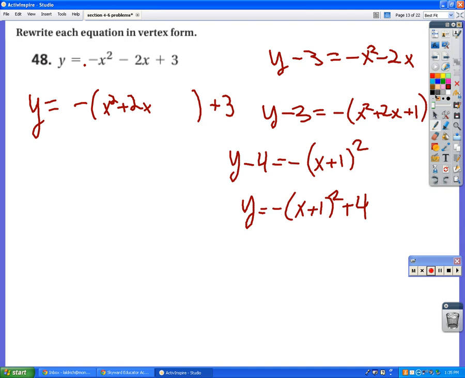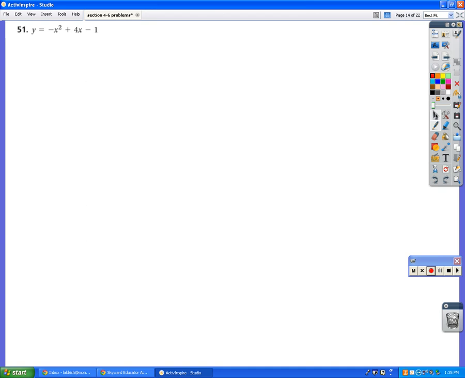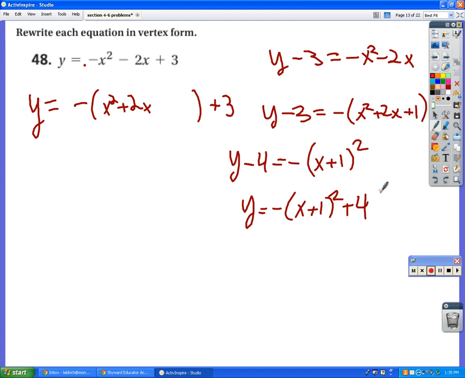Oh, okay. All right, so let's try another one of those. Were we supposed to write down that x is negative 1 and y is 4? Nope, they just wanted it in vertex form. So your final answer is this right here. Okay, I was just trying to connect that with what we did before.